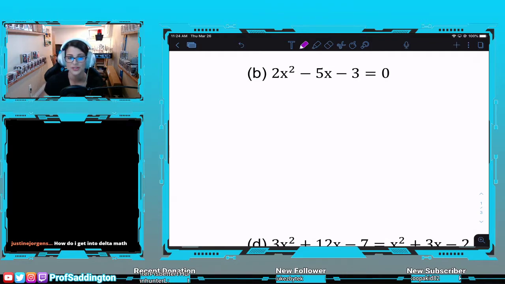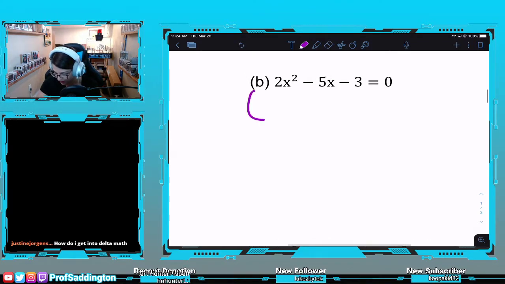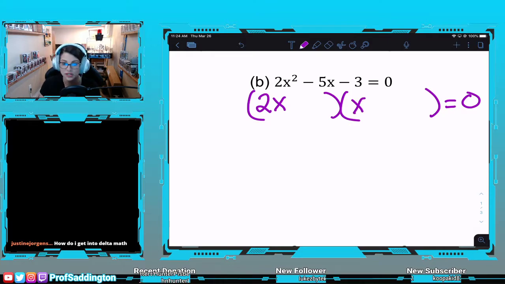Next, we have 2x squared as our first term. And it's equal to 0, so I can jump into my double bubble. And the only way to break up 2x squared is 2x and x. Not really any other options there.